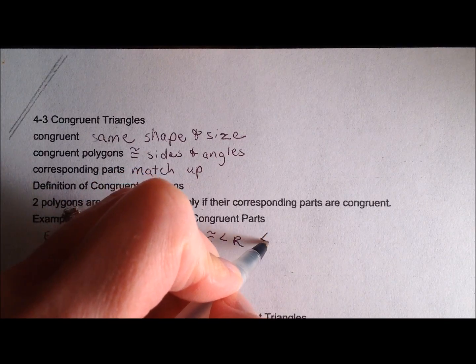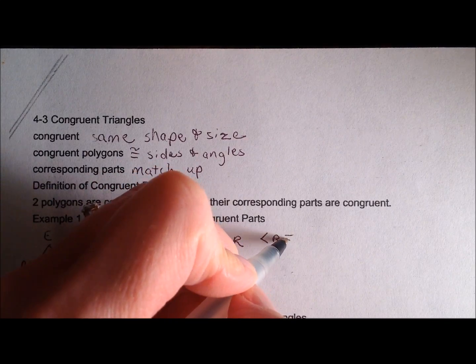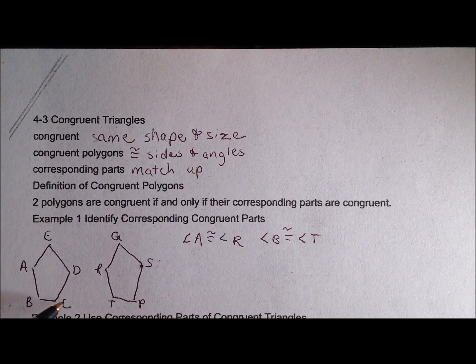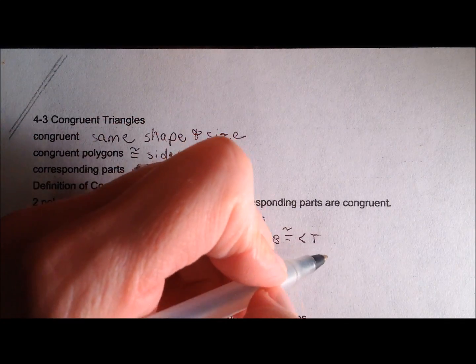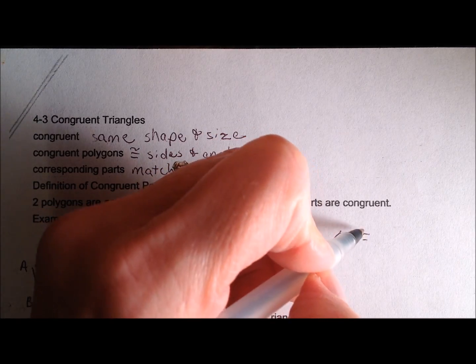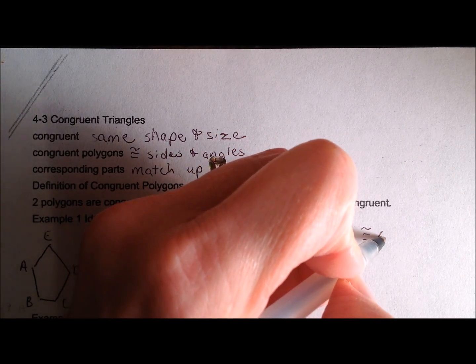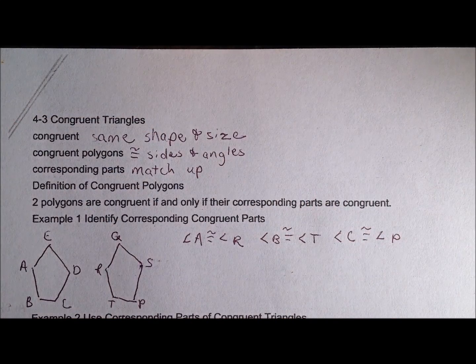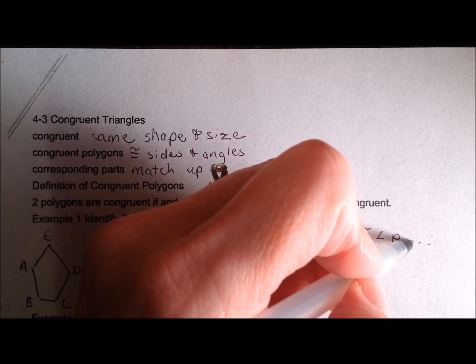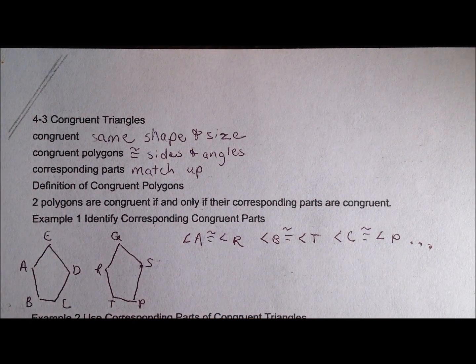And we'd have angle B congruent to angle T, then C and P. And it would continue with angles D and S and Q and E. So we would have 5 of them. I'm going to put dots there. We also then have congruent sides because they are corresponding sides.